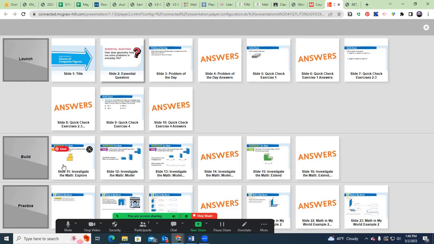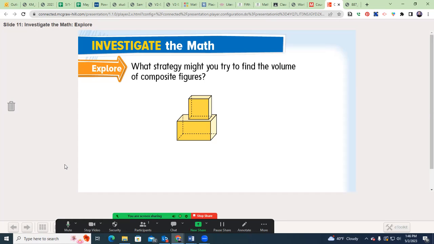Welcome back. We're going to begin with investigating the math. This is not yet in your book or paper packet. What strategies might you try to find the volume of composite figures? Well, if you remember from yesterday's lesson, we had to break these apart and get the measurements.